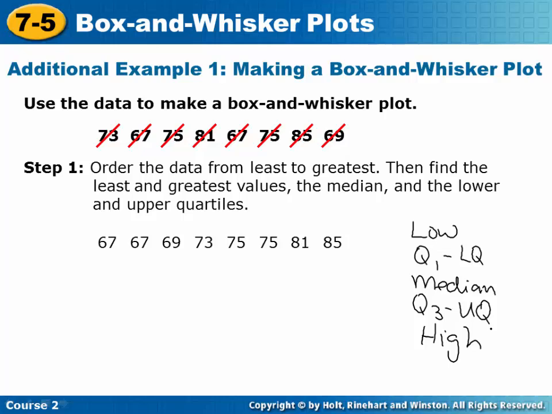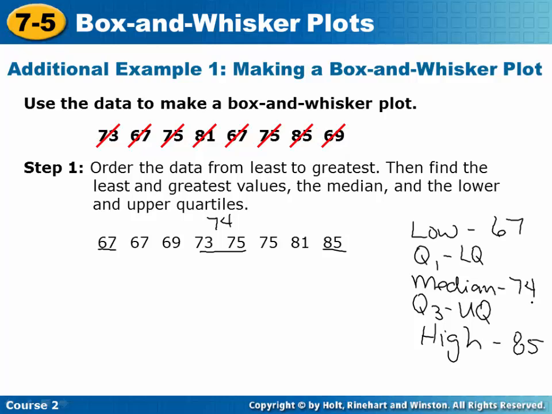Which one do you think we will start with? The low. Which one's the low number? 67. So we write 67 over here. The next one, which is easy to find, is the high. What's our high value? 85. Okay, now we go to our median. We find our median. So we know it's going to be between 73 and 75. And what number is between 73 and 75? 74. Very good. So our median is 74.